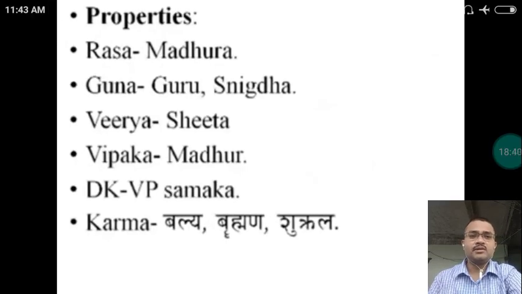The properties of those koshastha flesh are rasa is madhura, guna is guru and snigdha, virya is sita, vipaka is madhura, dosha karma is vata pitta shamaka, and karma will be balya, brimhana, and shukrala.